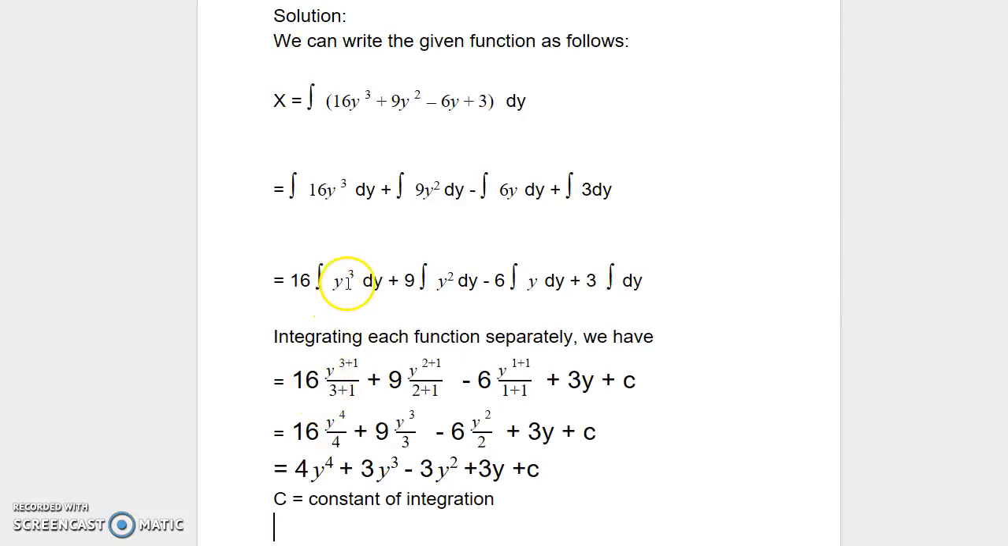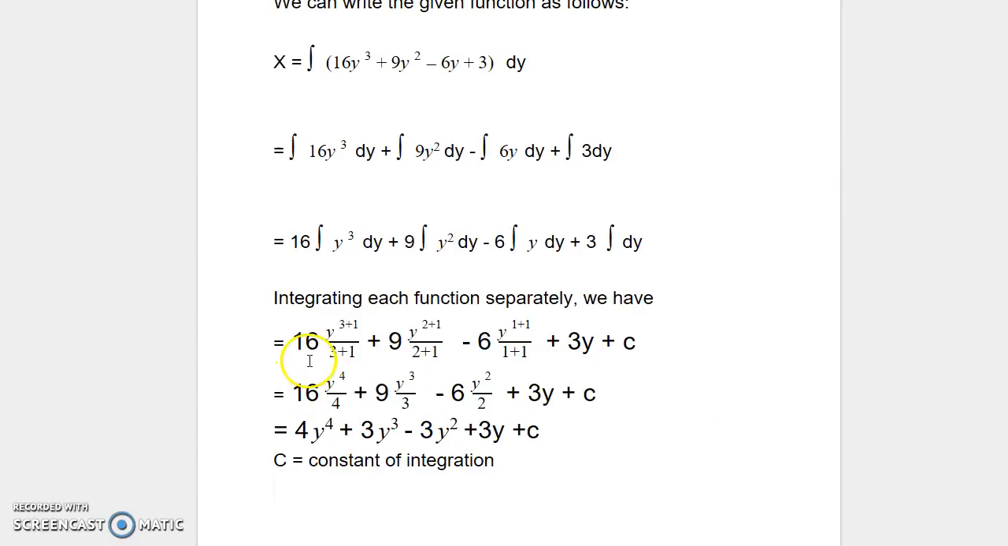16 times y to the power of 3, where n equals 3 here for us, y to the power of 3 plus 1 divided by 3 plus 1, plus 9 times y to the power of 2 plus 1 divided by 2 plus 1, n equals 2 in this case for us, minus 6 times y to the power of 1 plus 1 divided by 1 plus 1, plus 3 integral dy translates to 3y plus c, which is a constant of integration. Let us simplify this some more.